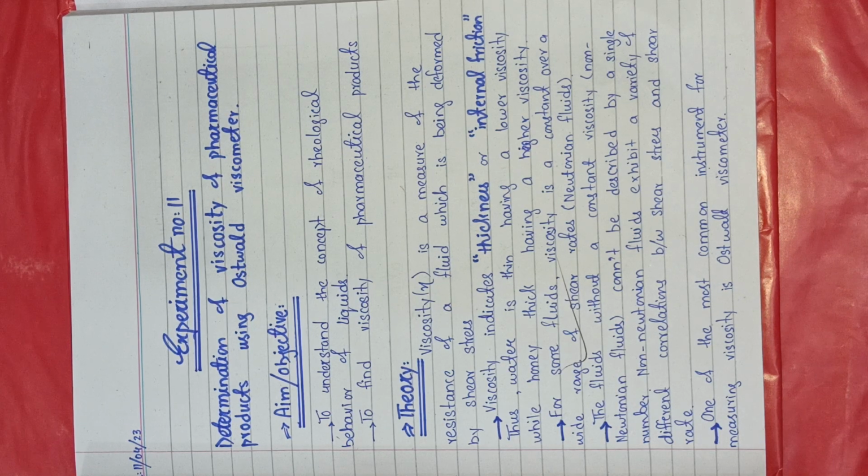You know very well, viscometer is a device which is used to measure the viscosity. So Ostwald viscometer is a type of viscometer, and it is most frequently used to measure the viscosity of different pharmaceutical products. First of all, we are going to discuss the aim and objective of this practical. The main aim is to understand the concept of rheology and the behavior of liquids. You know very well, viscosity is defined as the resistance in the flow of a liquid.